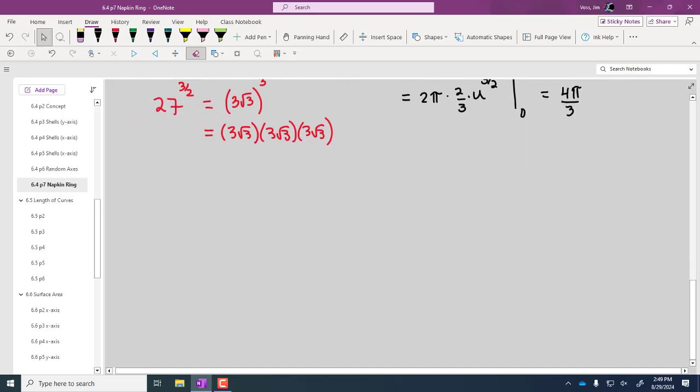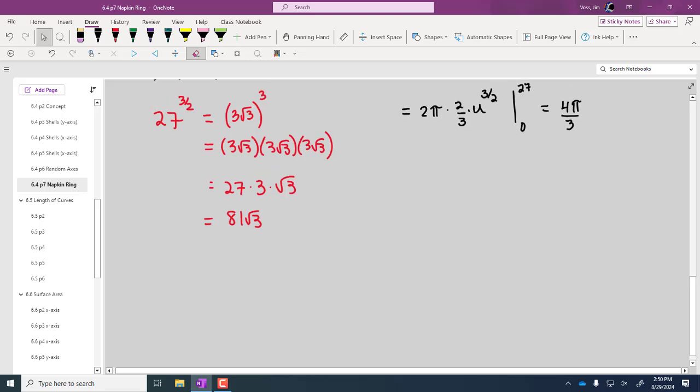So we've got that. It's going to be 3 times 3, which is 9 times 3, which is 27. Root 3 times root 3 is 3. And then we have 1 root 3 left over. So we're going to get 81 root 3. So that's one way to evaluate that 27 to the 3/2. We're going to see a lot of 3/2 power, so it's going to be helpful to be able to evaluate these. Here's another way, which I think is actually easier.